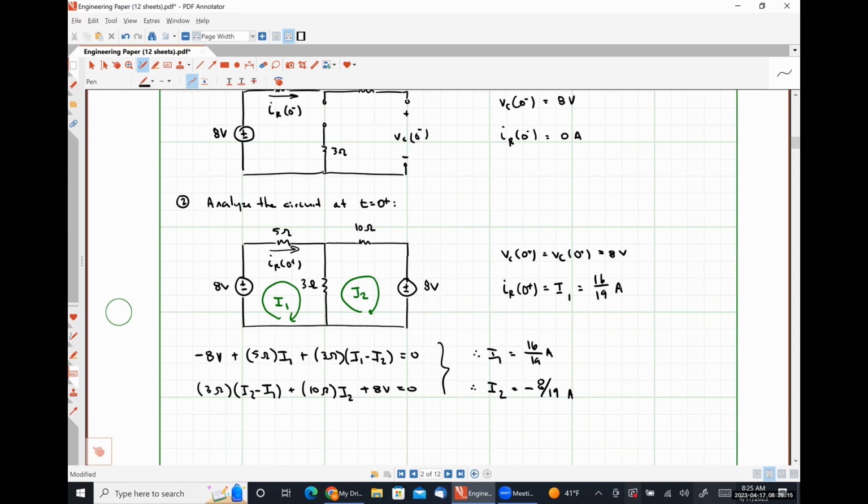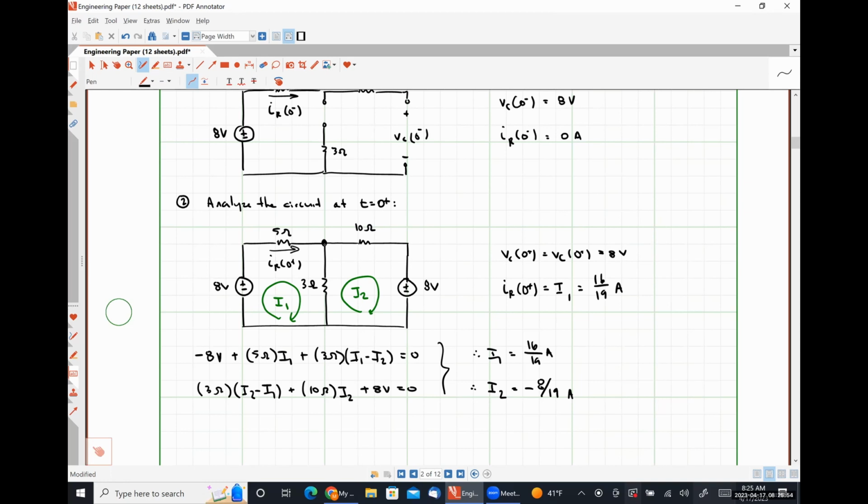I personally would have just done probably KCL at this top node. So I would have said the voltage at that node minus 8 over 5, plus the voltage at that node over 3, plus the voltage at that node minus 8 over 10, is equal to 0. Solve for that voltage, and then 8 minus the voltage that we just found, divided by 5 ohms, gives it to me. So it's a 1 equation, 1 unknown system, as opposed to a 2 equation, 2 unknown system. But mesh wasn't hard here either, so it seems fair to me.